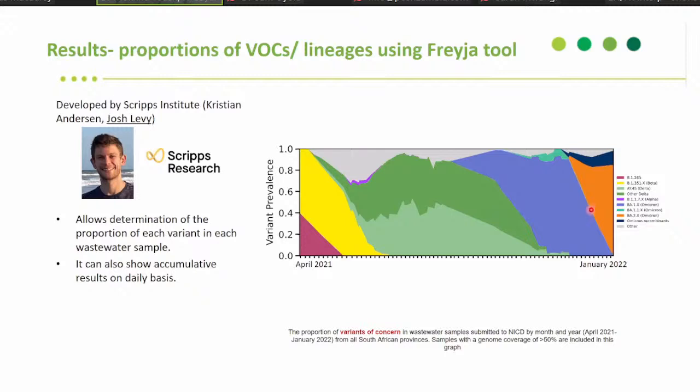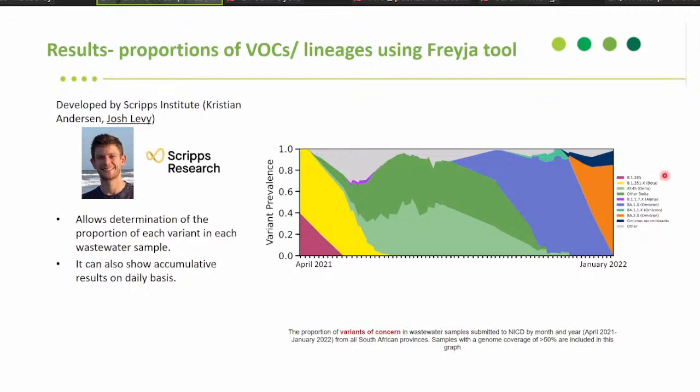So this work has been done in collaboration with Scripps Institute, with Christian Anderson and Josh Levy. They have developed a tool called Freyja, which has the ability to determine the proportion of each variant in one sample of a wastewater treatment plant.